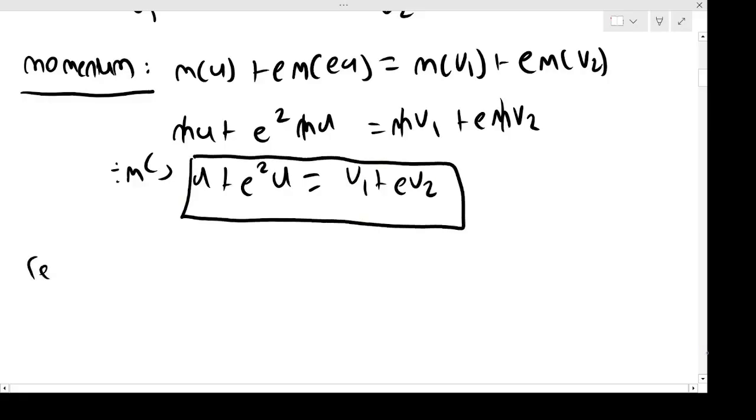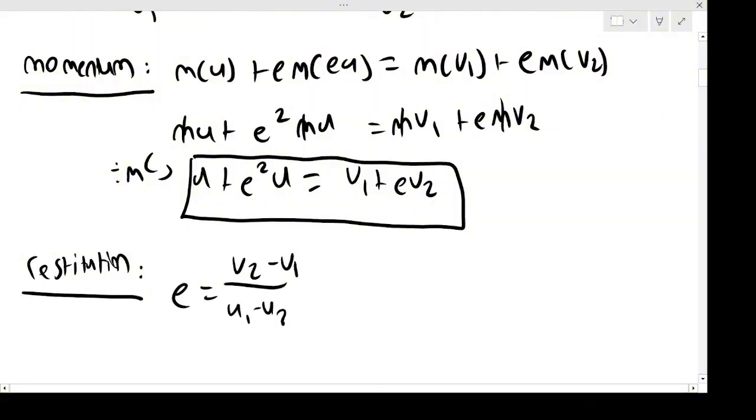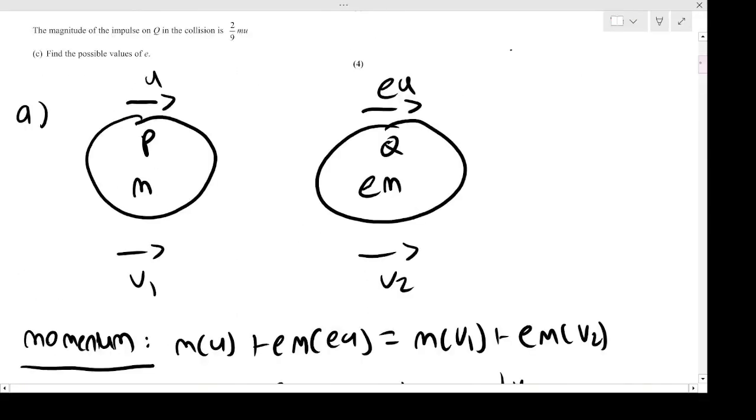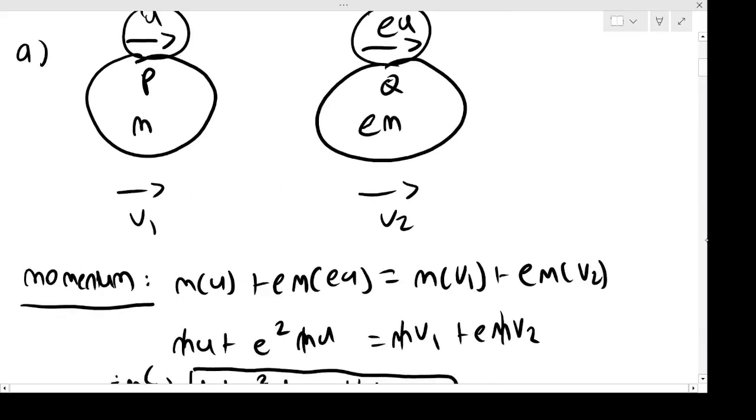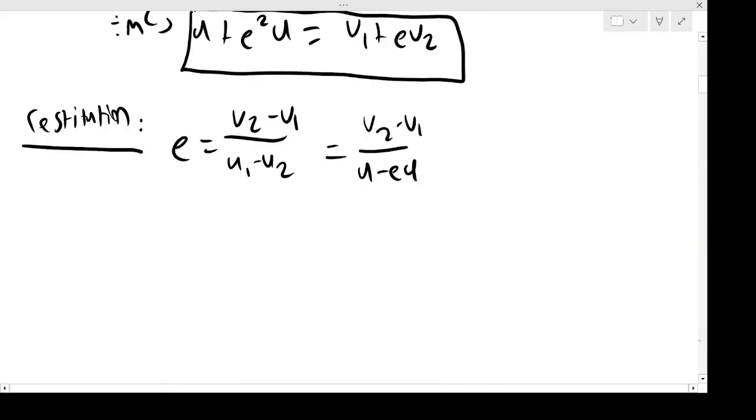Then restitution, that's going to be E. Again, that's going to equal V2 minus V1 over U1 minus U2. Well, that's going to be V2 take away V1. Again, we have V2 take away V1 here. Then it's going to be U take away EU. Now, they're all positive. They're all in the positive direction. So we can just take them away like this. Okay. So hopefully happy here.